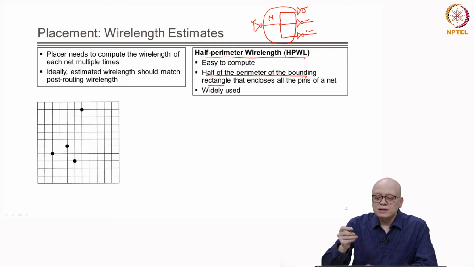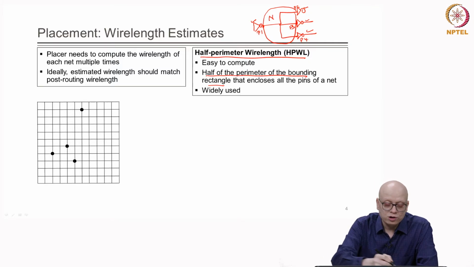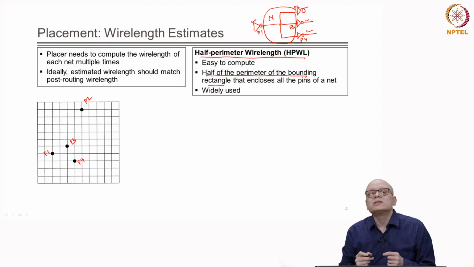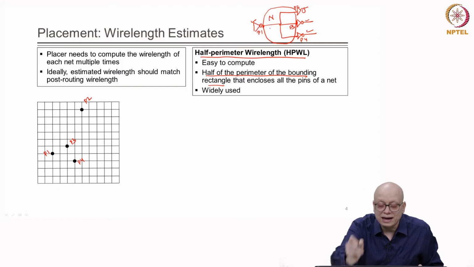So, we know the location of pin P1, P2, that is the input pins of these inverters, P3 and P4. Let these locations of P1, P2, P3, P4 be as shown in this figure. So, let this be P1, this is P2, this is P3 and this is P4. Now, we are asked the question, what is the half perimeter wire length estimate for this net N?